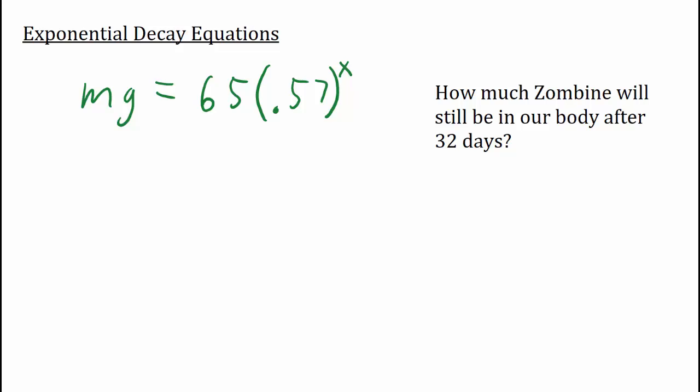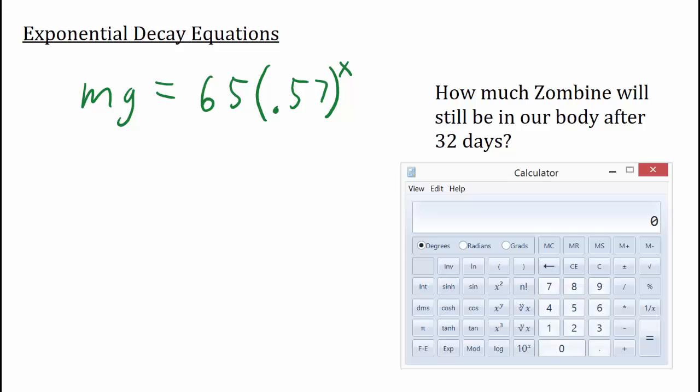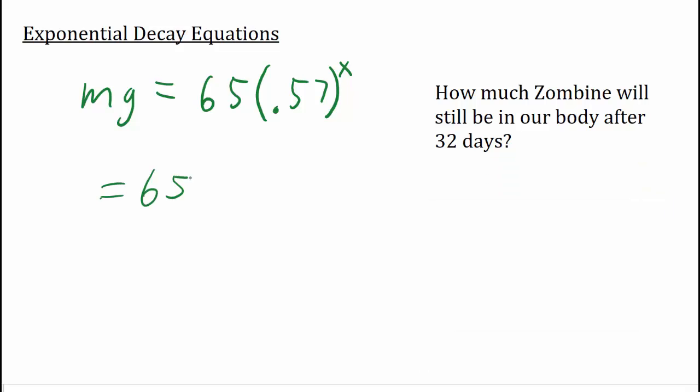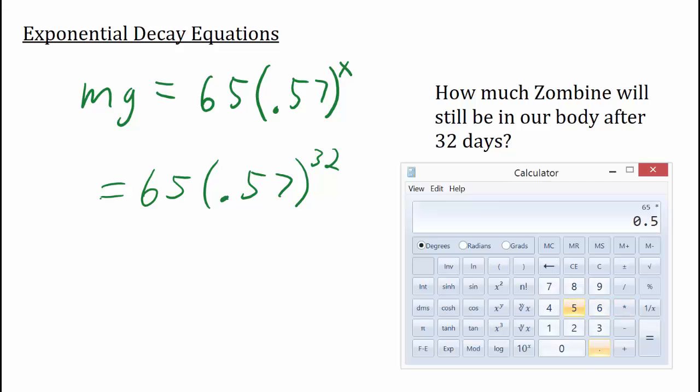Let's use this equation to figure out how much Zombine will still be in our body after 32 days. We'll definitely be needing a calculator for this calculation. Right, 32 days, that's the x. So we want to figure out 65 times 0.57 to the 32nd power. Now on calculators, the exponent button looks different depending on the calculator you're using. In this calculator, it's the x to the y button.